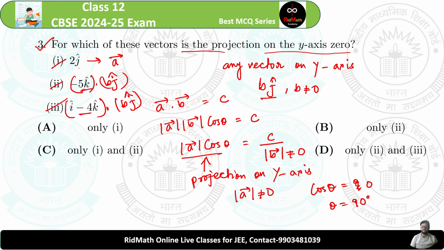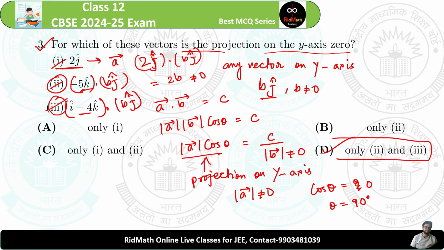For option number A, when we dot product 2j into bj, the dot product will be 2b. This is not equal to 0 as b is not equal to 0. So that means 2 and 3 give a projection on the y-axis of 0. So that means option D is correct, only 2 and 3. Okay, I hope you understand.